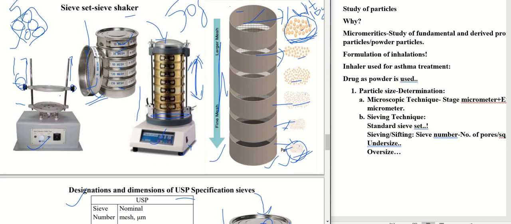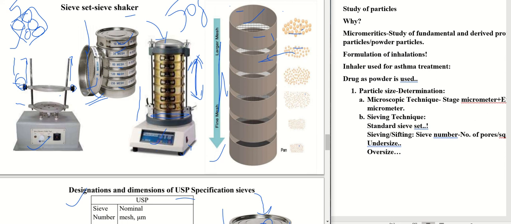Now let's consider the oversize and undersize from this diagram. So these are the particles. Now this particle is said to be oversized for this mesh number. This particle is said to be oversized for this mesh and undersize for this mesh, because it has passed through this mesh, so undersize. But these particles cannot be passed through this mesh, they are retained, so they are oversize for this mesh.